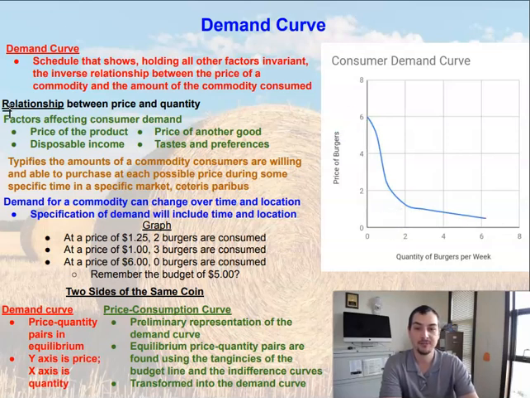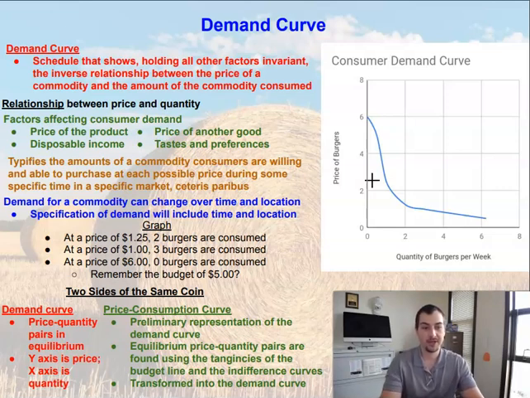Now you saw that I underlined this: it is a relationship between price and quantity. Every line that's graphed shows a relationship of some kind. In this particular case, it's a relationship between the price and the quantity of burgers. So what are some of the factors that are affecting individual consumer demand? Well, the original price of the product is going to be affecting this demand curve. That makes sense because we're developing this demand curve off of changes in the price of hamburgers, right?